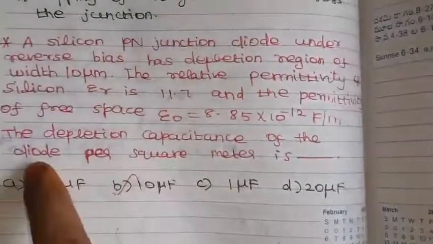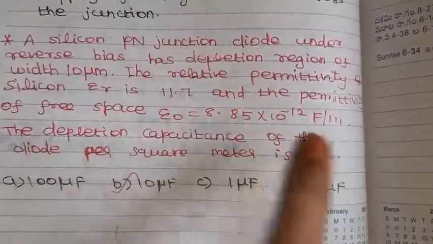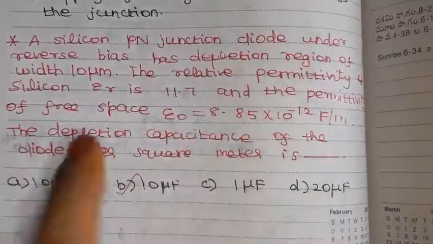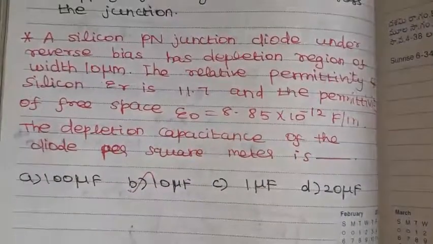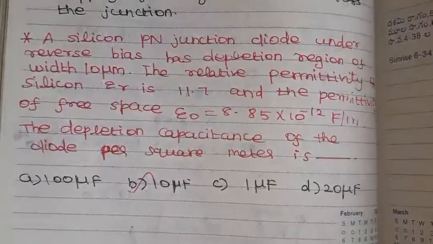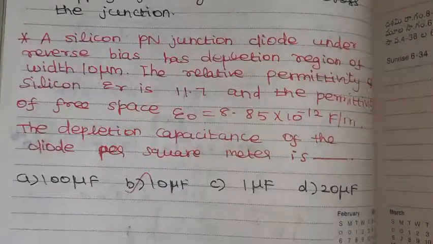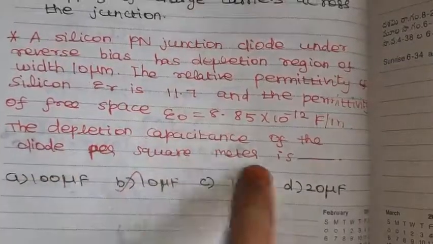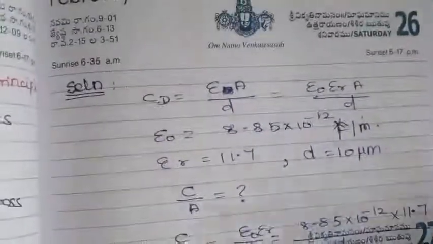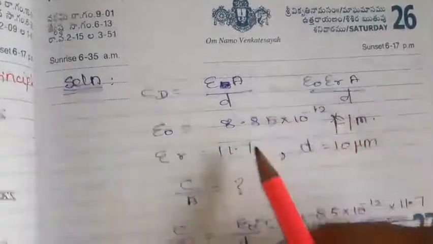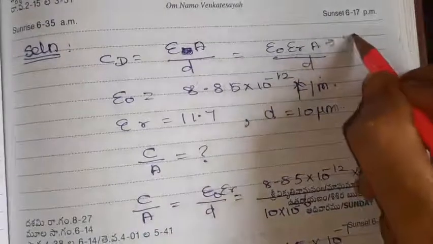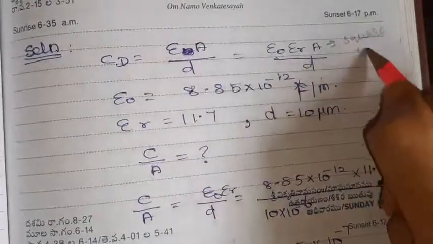So what is asked in the question? What is given in the question? See, the depletion capacitance of the diode per square meter. It is not just the depletion capacitance of the diode. Read the question very carefully: the depletion capacitance of the diode per square meter. The formula is epsilon naught epsilon r A by D. Per square meter means A, the area, whose unit is square meter, and from the question, square meter is given.